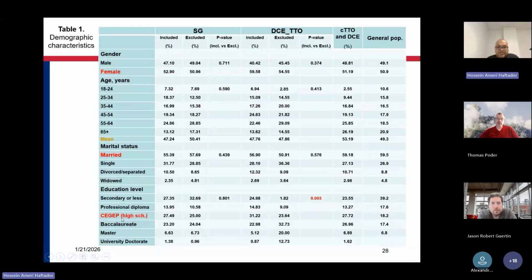Anyway, our sample was more educated than the general population in Quebec. For the standard gamble, we had 25%. For DCE, 31. For TTO and DCE, 25. The general population is 80. So our sample was more educated. Anyway, we indicated this limitation in the paper.